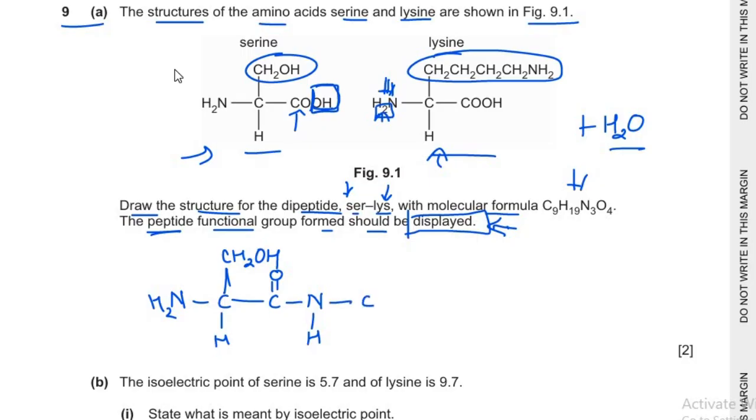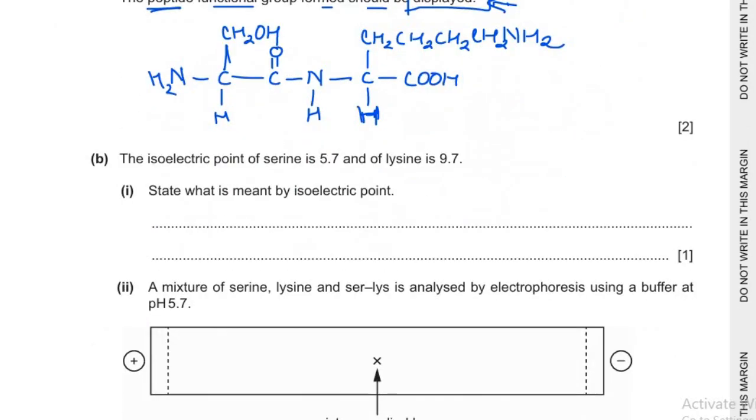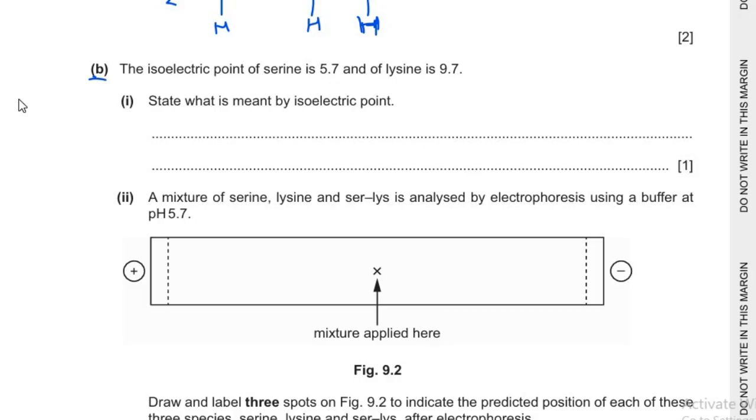Now the remaining part of the amino acid lysine remains the same. So see here, CH2, four times, the methyl group in between, and then the amine group, and here we have H and the COOH remaining. So this is how you're going to draw the dipeptide of serine and lysine. Very easy. Yes. In the B part, the isoelectric point of serine is 5.7 and of lysine is 9.7.